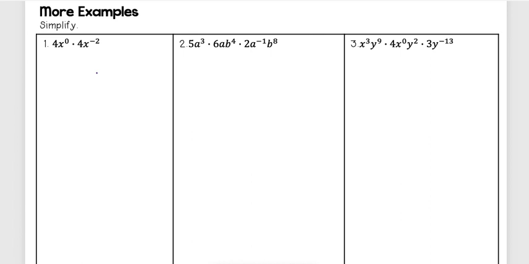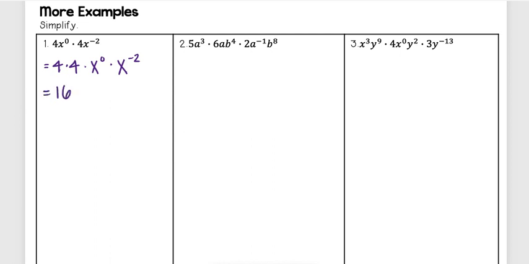So you see in these problems I have some numbers out in the front that I need to actually multiply together. So what I like to do is I first put my common terms, my common bases together. So I'm going to put my 4 times 4 out in the front, and then my x's together. So x to the 0 times x to the negative 2. And then from here I'm going to simplify 4 times 4.